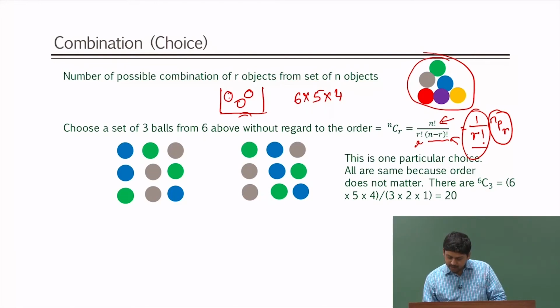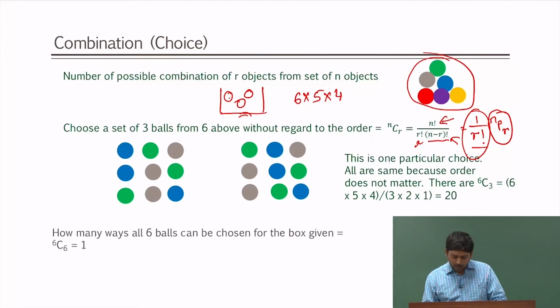So, 6C3 is 6 into 5 into 4 divided by factorial 3, and that becomes only 20. So, how many ways can 6 balls be chosen from a box given? Now let us say I have to choose all 6.